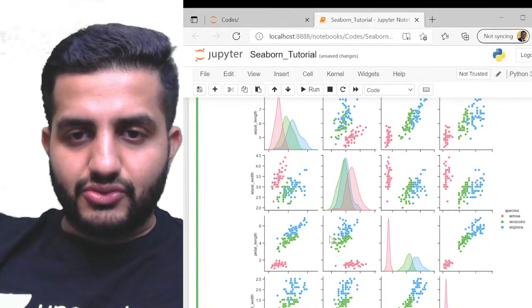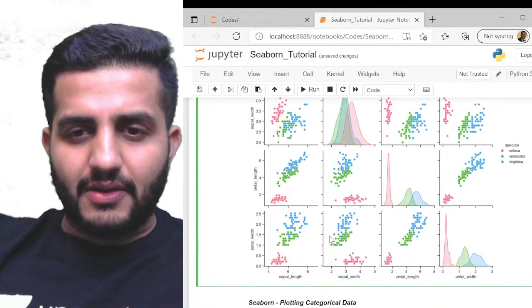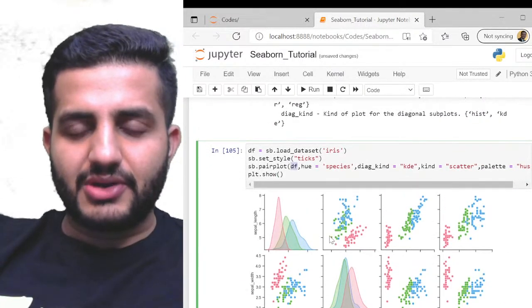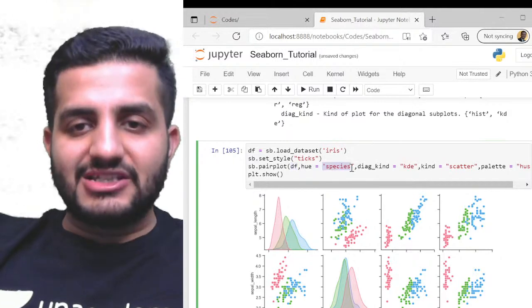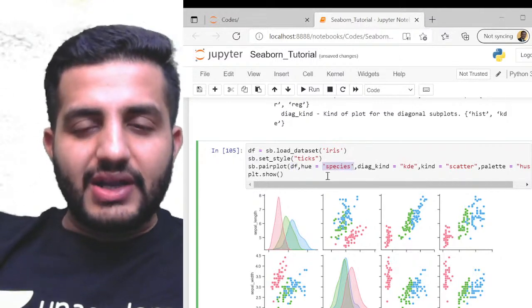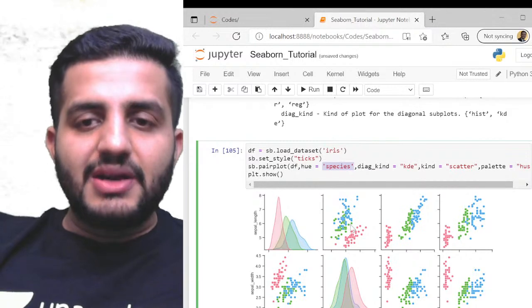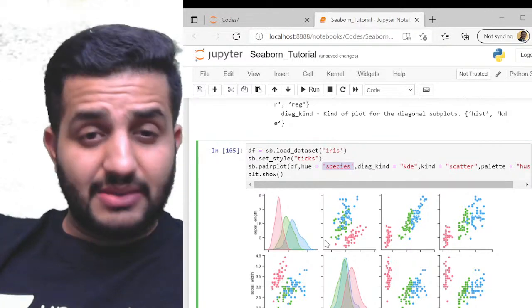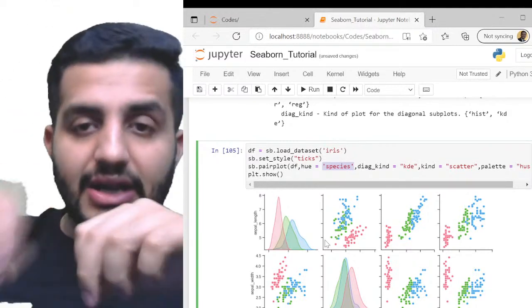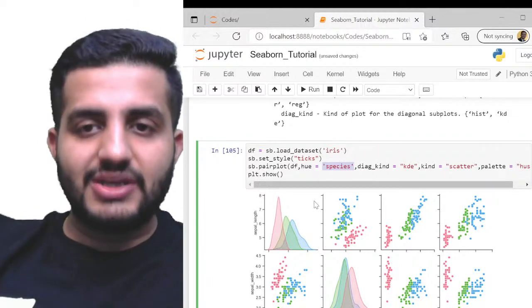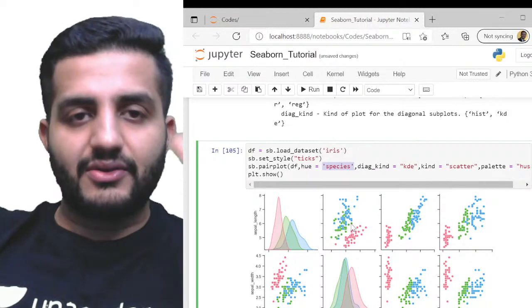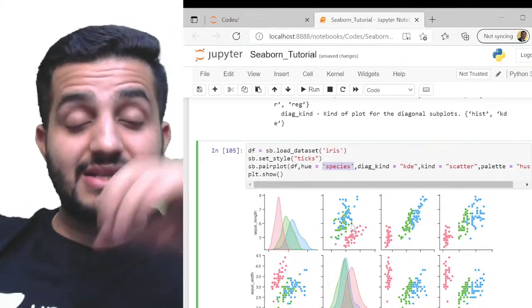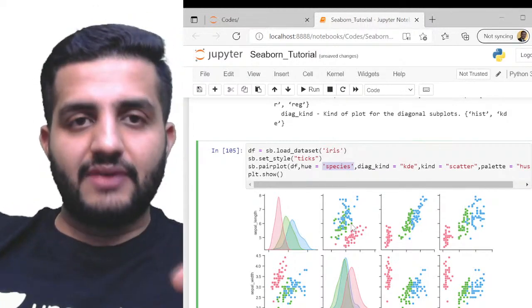I am not able to minimize this, so I'm very sorry for that. But again, look at this. In the hue, I've passed species. So basically for each individual species there'll be a different color available here, right? So that's the meaning of my view. I'm adding a granularity on top of my data. I've added hue as species, so every individual species will be given a different color. That's the end objective, and that's the end output I'm expecting from the graph.